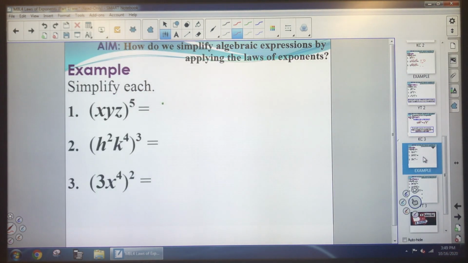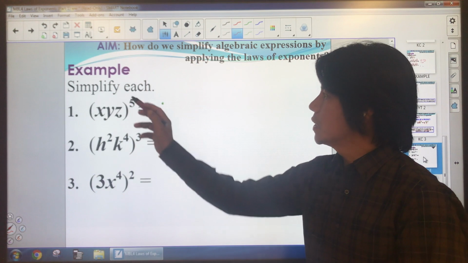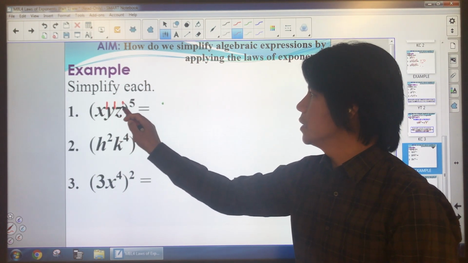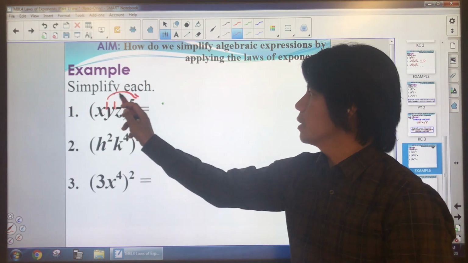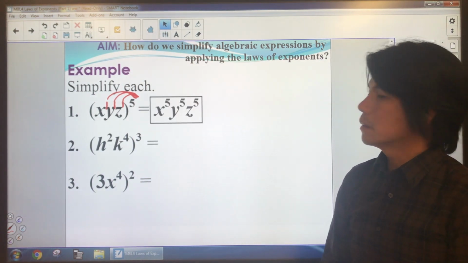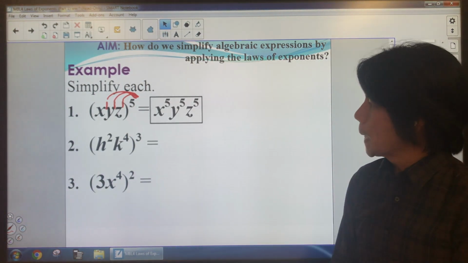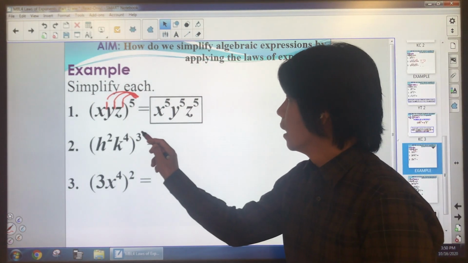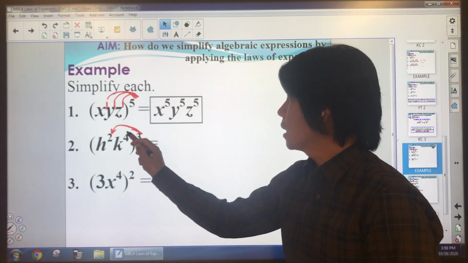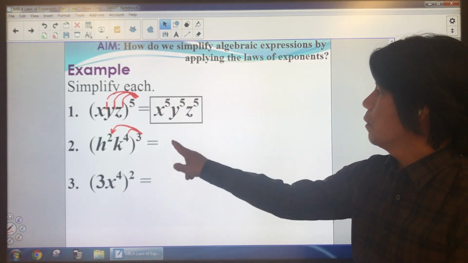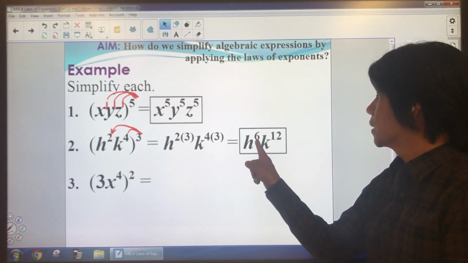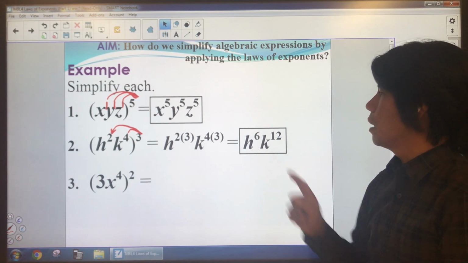Let's take a look at the examples. So it says simplify each. So the exponent of x here is 1, y is 1, z is 1. So we just simply distribute the exponents, and that gives us x to the 5th, y to the 5th, z to the 5th power. Same thing here, 3 times 2 for the h, 3 times 4 for the k. Now we have h to the power of 6, right? K to the power of 12.